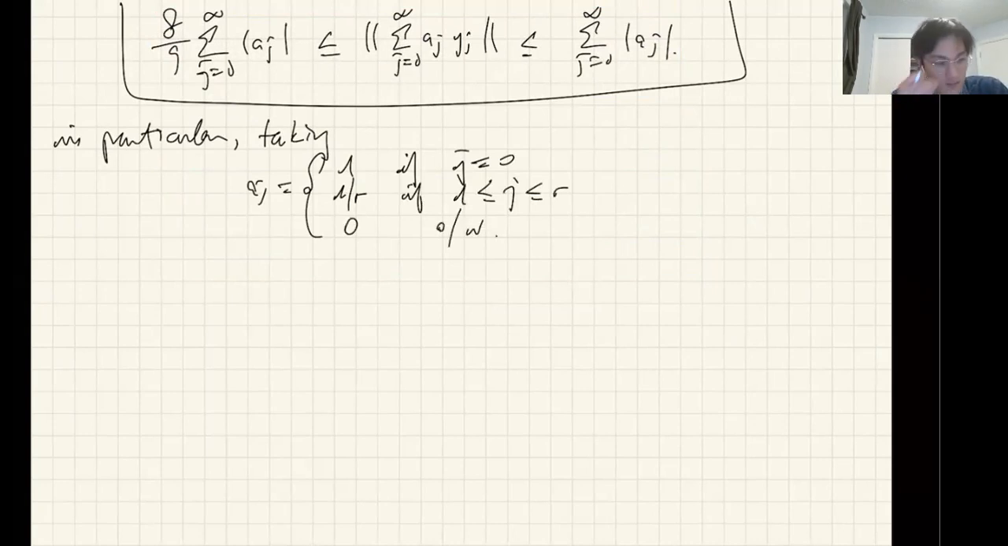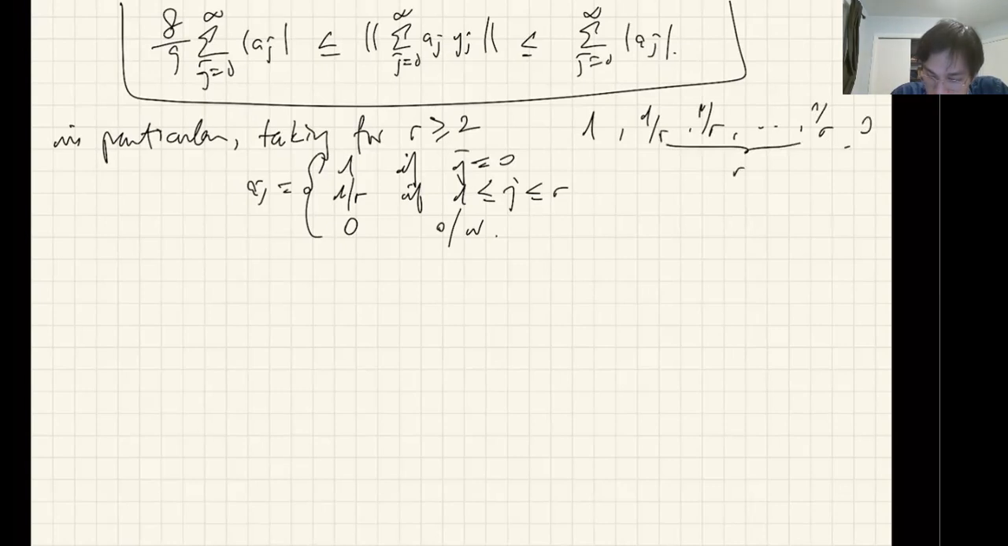So what this looks like is, this is for r greater than or equal to 2, I guess. Does that make sense? I hope that makes sense. It kind of looks like this. You have 1, and then you have 1 over r, 1 over r, 1 over r, and that's r times, and then 0 forever. That is a sequence. The sum of aj, j equals 0 to infinity, is actually 2, because there are r of these 1 over r's and they add up to 1. You add 1, you get 2.